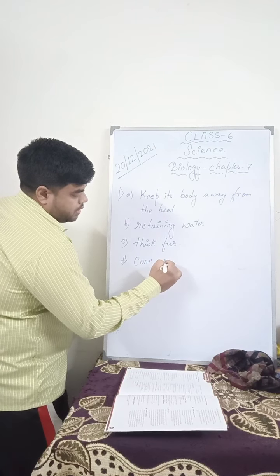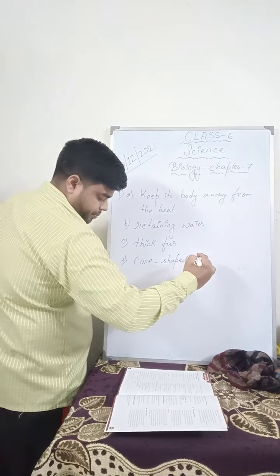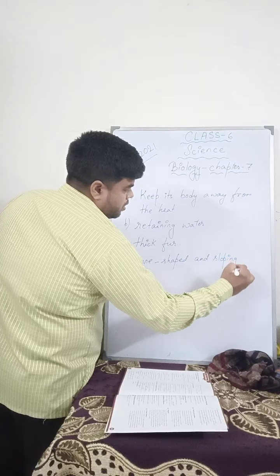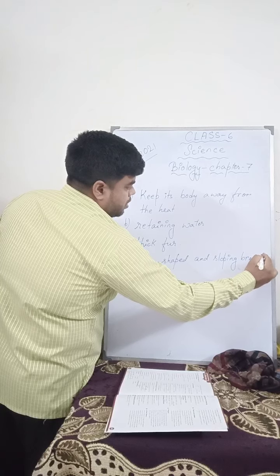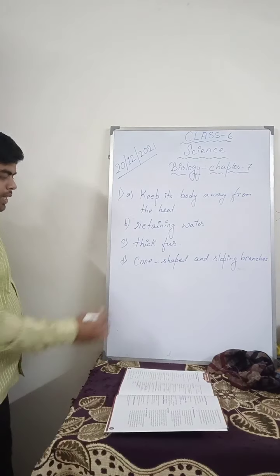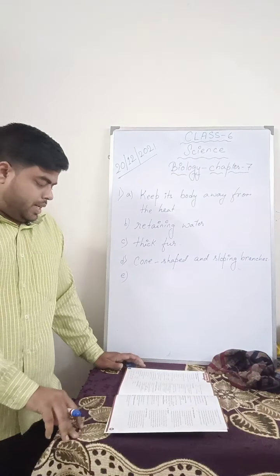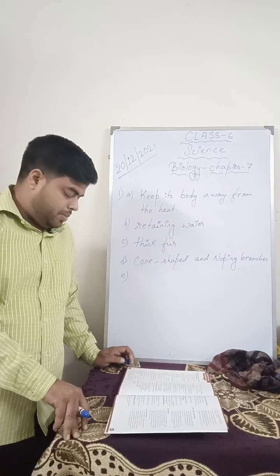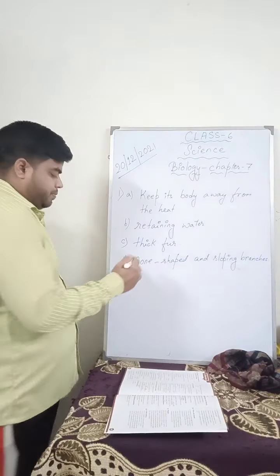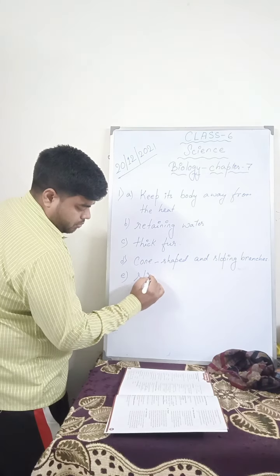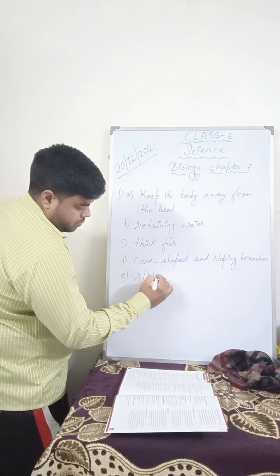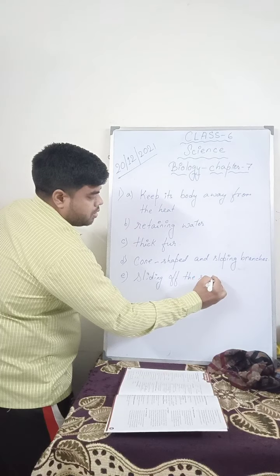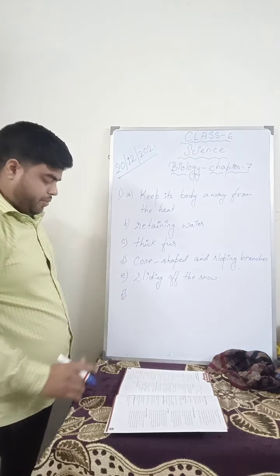Number E. The needle-like leaves of mountain trees help in the sliding of the snow.